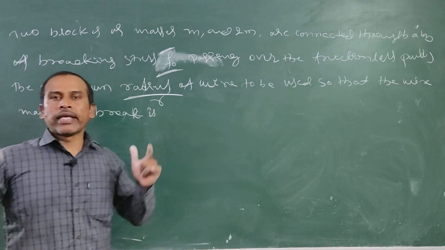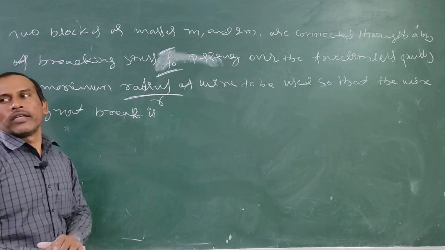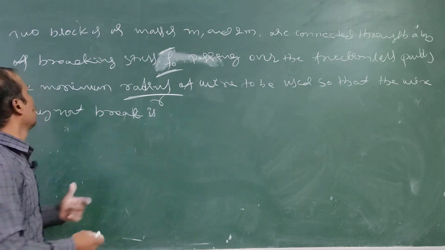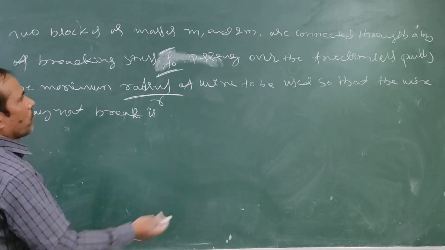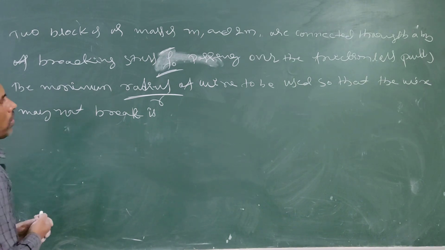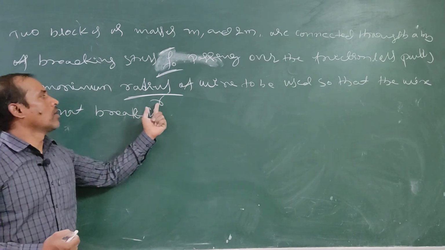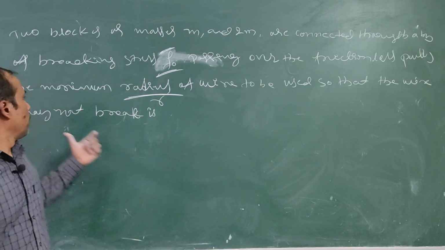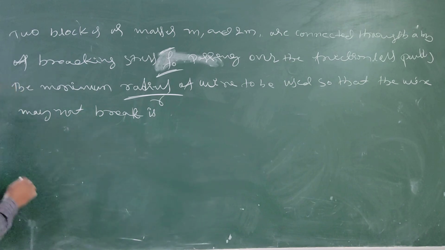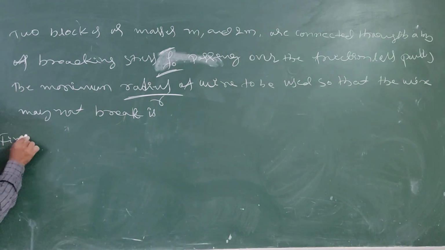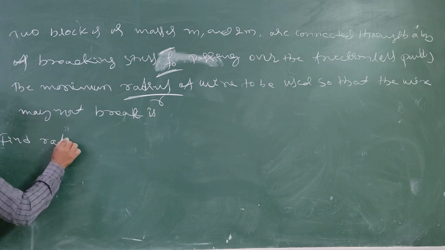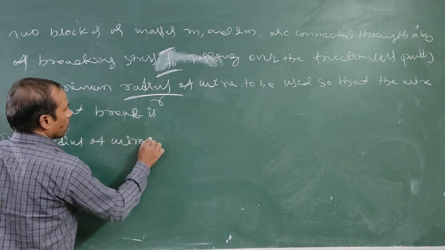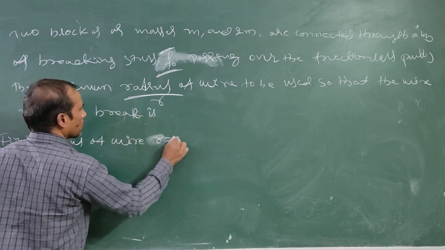The breaking stress here is F naught, the Young's modulus of the wire is Y, and the radius of the wire is r. Find the radius of the wire, very important. That is r is equal to.